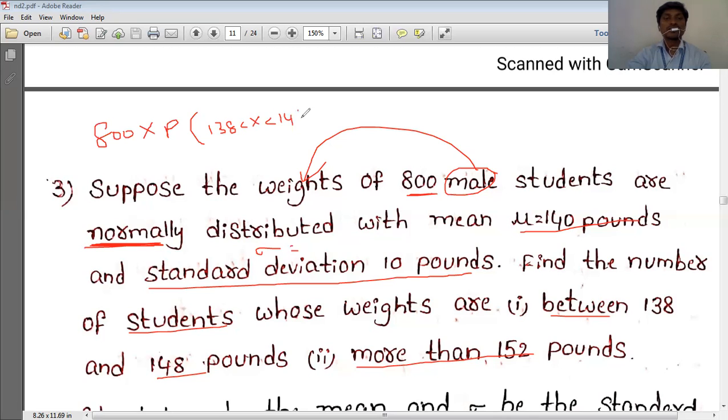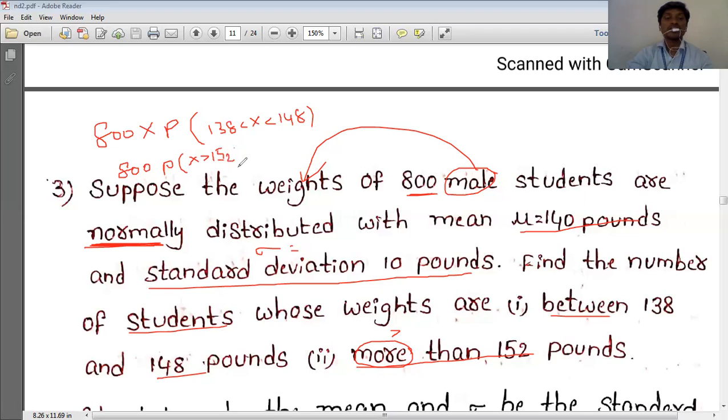So this is 800 into P of 138 less than x less than 148. This is the first question we need to find. And for the second one, 800 into, simply what do we need to calculate? P of x more than 152. More is nothing but greater, so which symbol do we use? Greater than, so P of x greater than 152. Those formulas you need to remember.